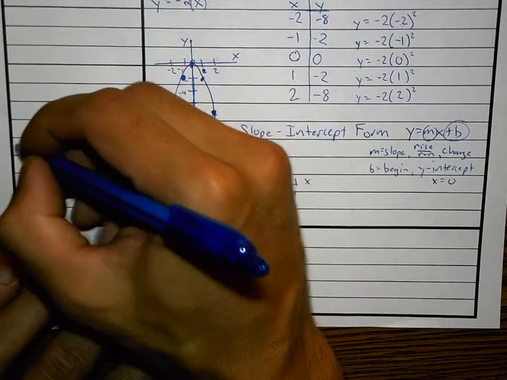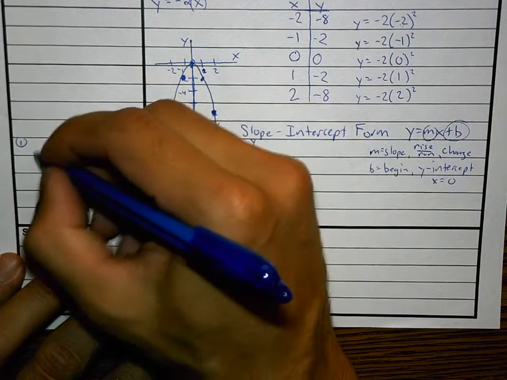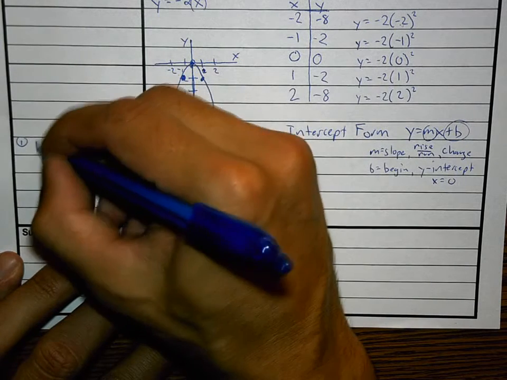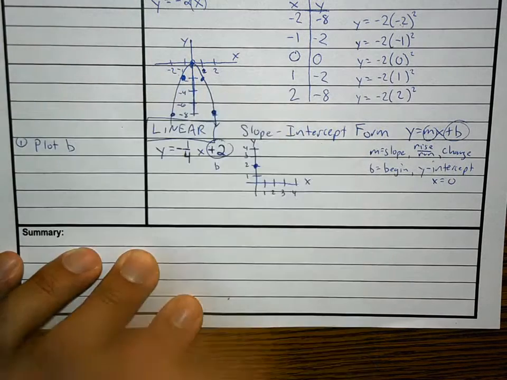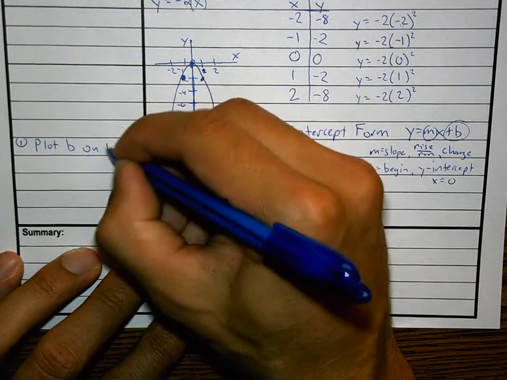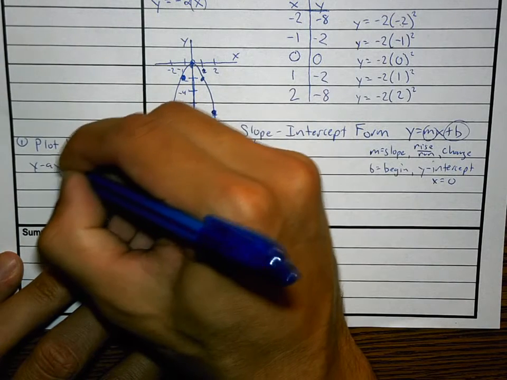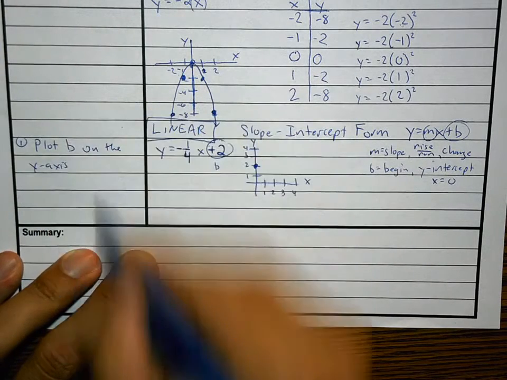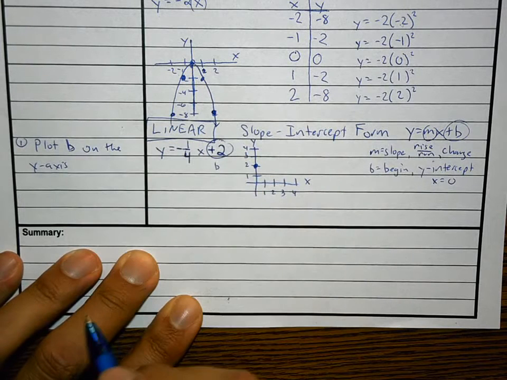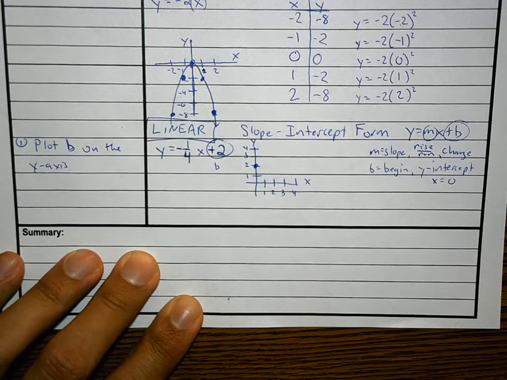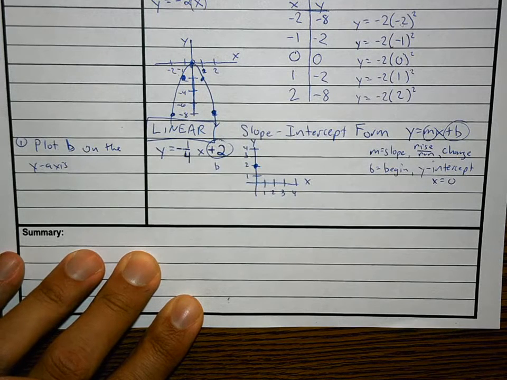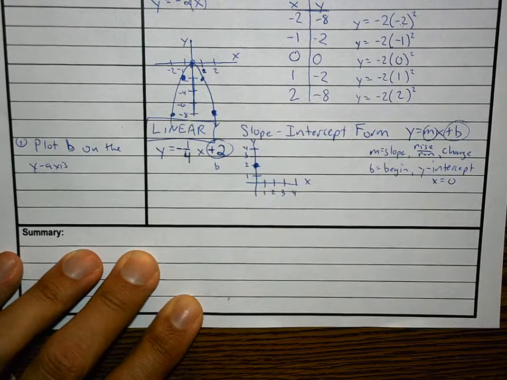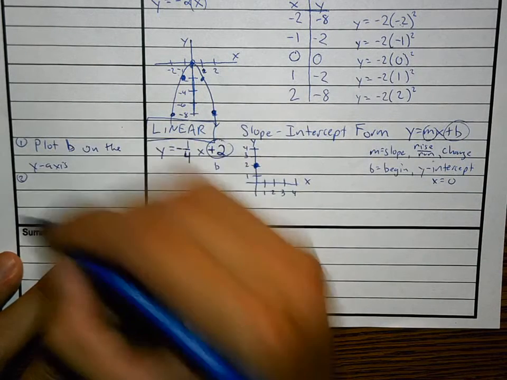So the first step is I need to plot B on the y-axis. Plot B on the y-axis. I just did that. That's what this is.